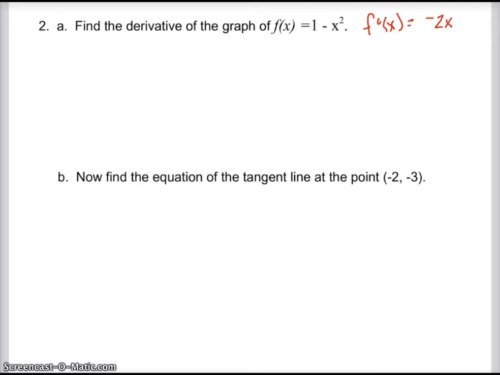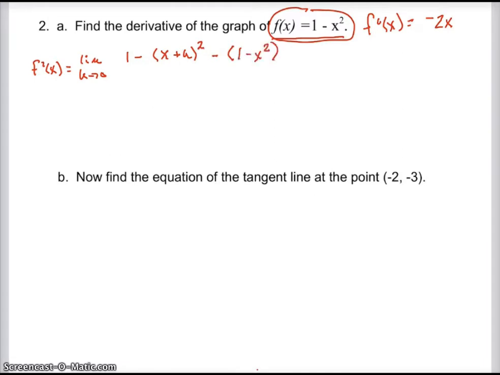So I know my function f of x is equal to 1 minus x squared. So the derivative, I'm looking for the limit as h approaches 0 of, first remember I evaluate the function for f of x plus h. So 1 minus, in the place of x squared, I'll replace that with x plus h squared. And now we continue by subtracting the original function. Remember those parentheses, all divided by h.